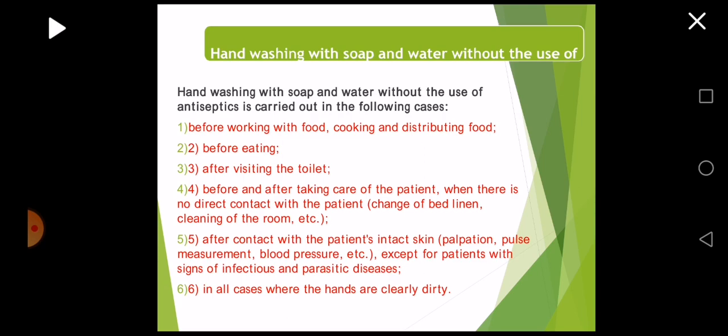Change of bed lining, cleaning of the room. Fifth, after contact with the patient's intact skin. Palpation, pulse measurement, blood pressure, except for patients with signs of infection and parasitic disease. Sixth, in all cases where the hands are clearly dirty.